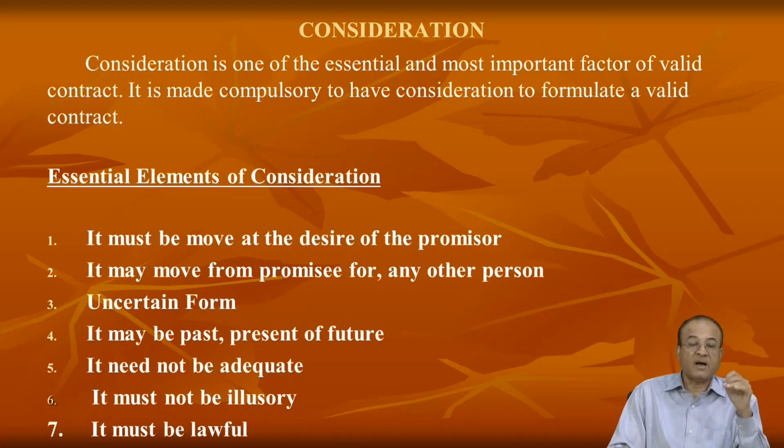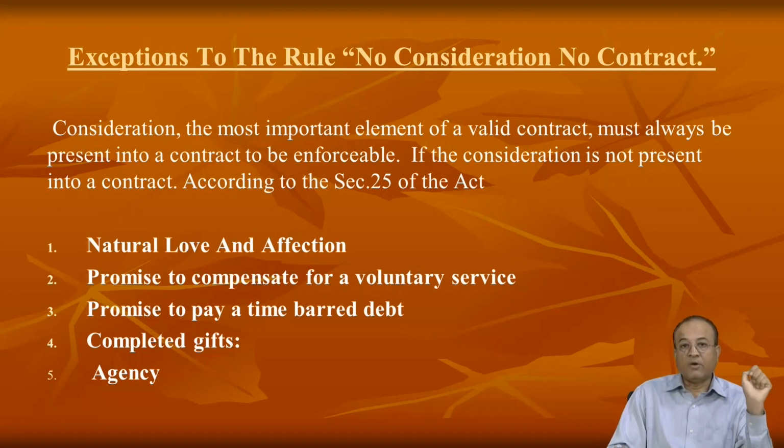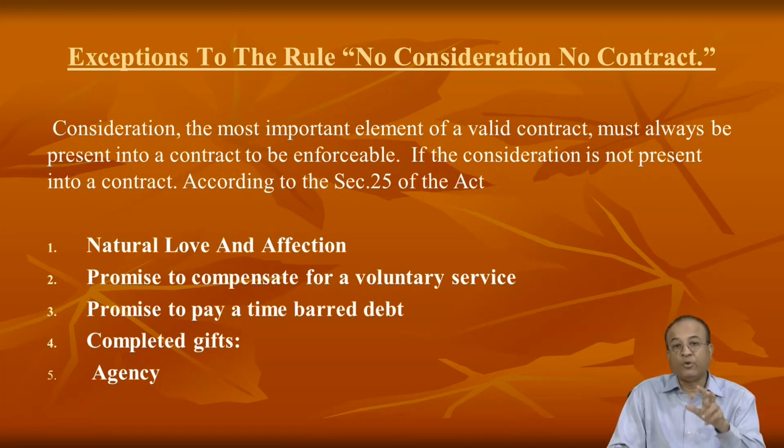These exceptions are, first, natural love and affection. According to Section 25, if the contract is entered into in written form and is registered under the law of registration of the country between parties who stand in near relation to each other, on account of natural love and affection between them, such a contract shall be enforceable even though it is without consideration.